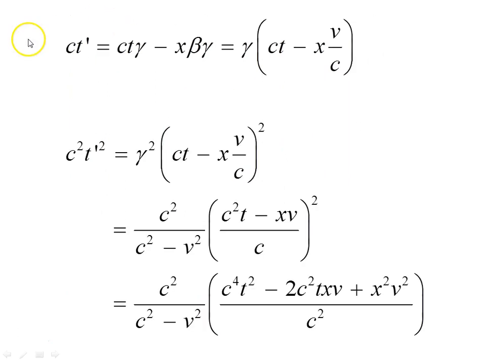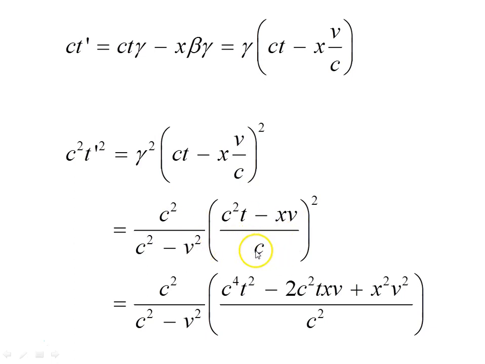Alright, so here we go. We take ct prime with this object here, which we can rewrite like this. Now if we square it, we get this object here, expand it out, and what we'll do with the gamma here, that's 1 over the square root of 1 minus v squared on c squared, is a little bit of algebra and rearrange that. We actually get this object here, c squared over c squared minus v squared, times this object here.